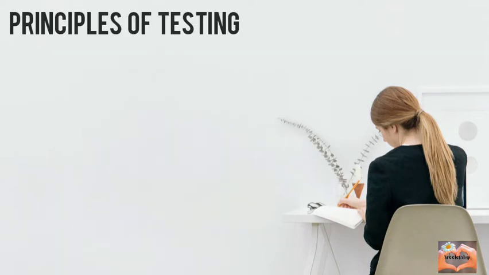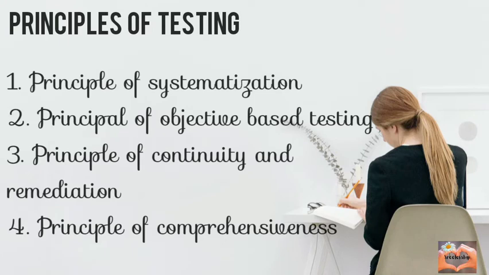Now let's see the principles of testing. Principle number 1 is systematization. Testing should be done in a systematic manner. Both students and teachers should be well prepared for the test. The teacher should do an objective evaluation of the answers after the test and should let the students know how their performance was and what were their deficiencies, weaknesses, strengths, etc.